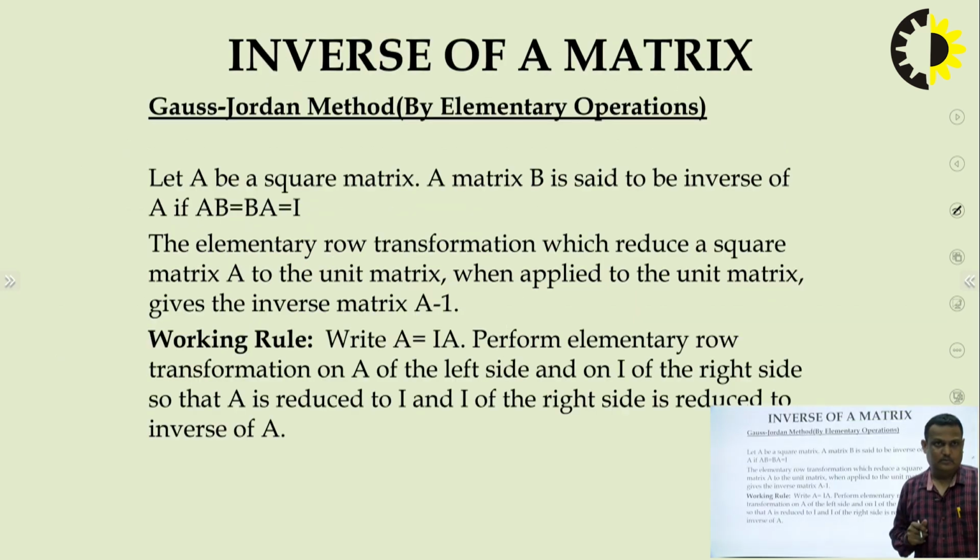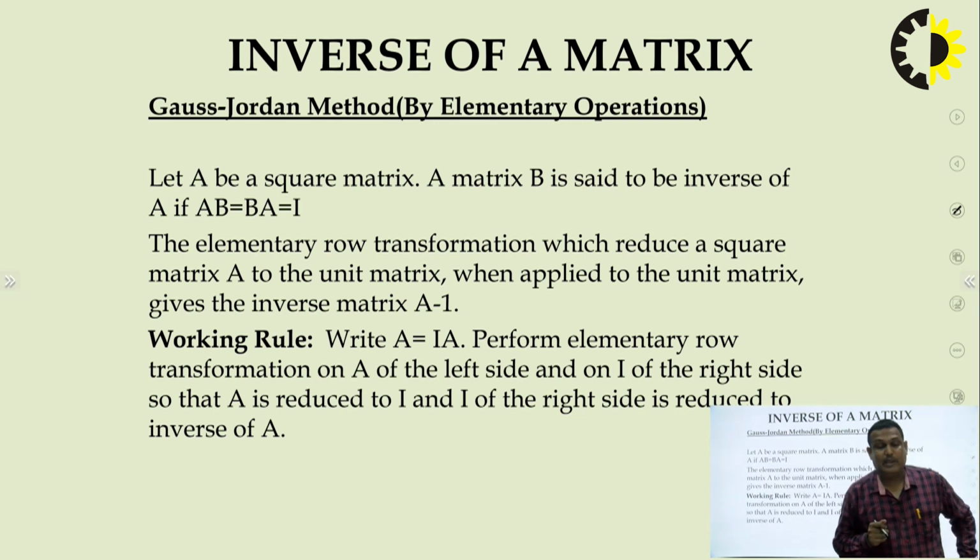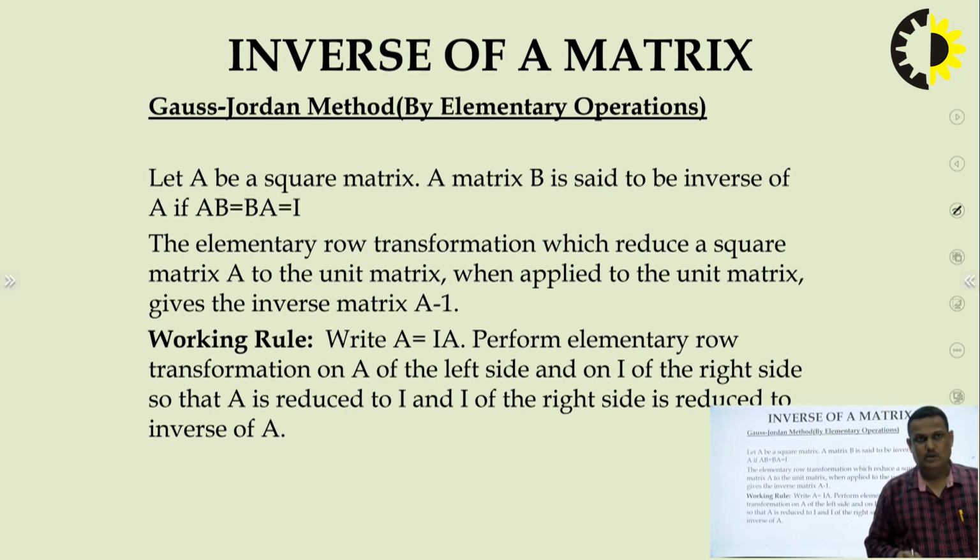Now the procedure for the inverse of a matrix by the Gauss-Jordan elimination method. What is the method? Let A be a square matrix. A matrix B is said to be the inverse of A if AB equals BA equals I. What is the right statement? The elementary row transformations which reduce a square matrix A to the unit matrix, when applied to the unit matrix, give the inverse of A.